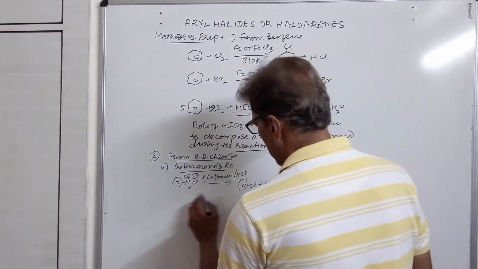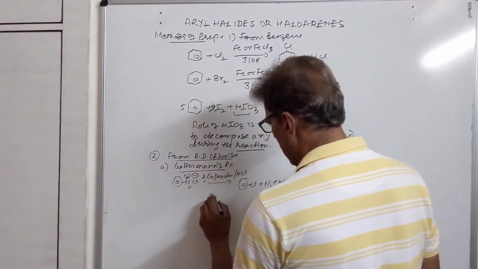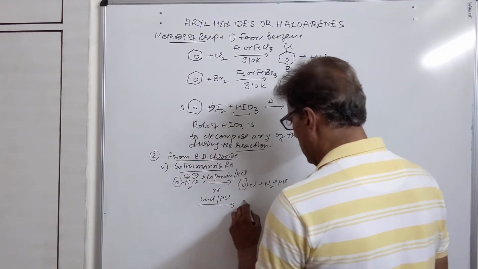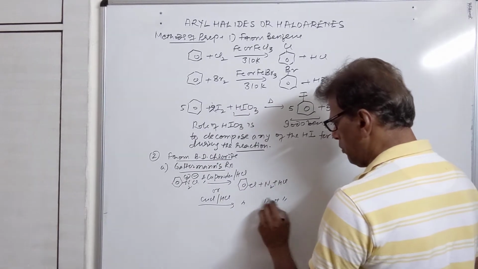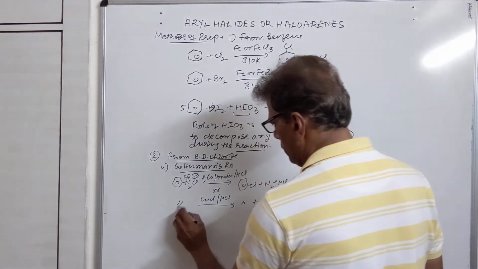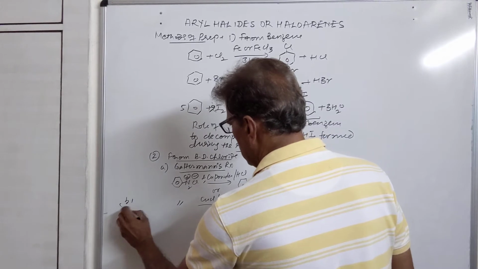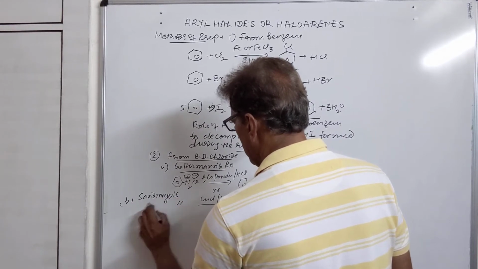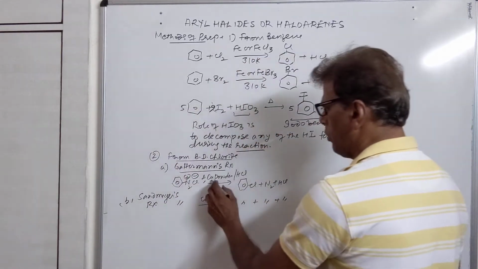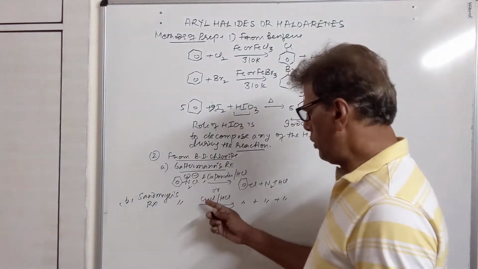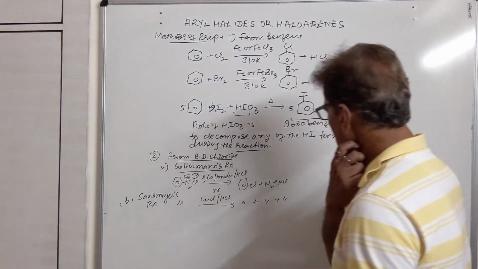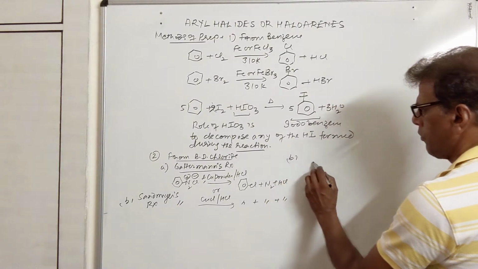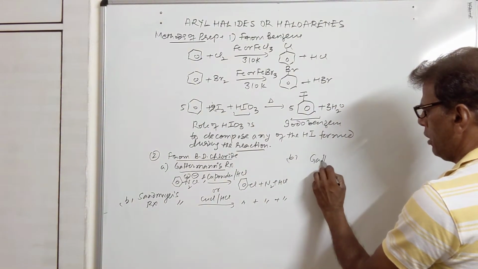And if we use CuCl and HCl, the reaction is the same, but it becomes the Sandmeyer reaction. So one catalyst has changed. Here we used copper powder, here we use CuCl. Then similarly we can prepare bromobenzene by this method, by Gattermann and Sandmeyer reaction.